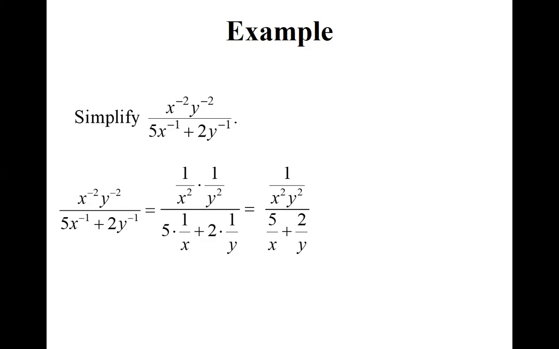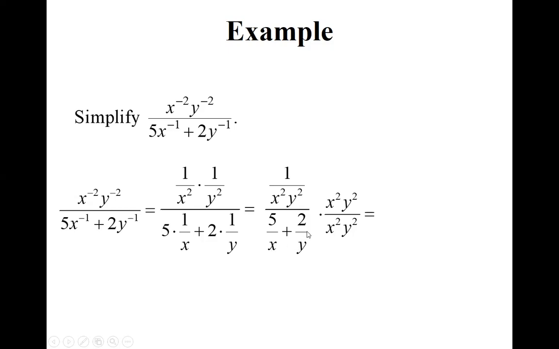Our LCD, our common denominator unique factors would be x and y. Highest power of x is squared, highest power of y is squared. So we're going to multiply by x squared, y squared over x squared, y squared. X squared, y squared over x squared, y squared on top cancel away, just leaving us with a 1 on top. X squared, y squared over x times 5. So take this x squared, y squared and multiply it by the 5, divide by the x.